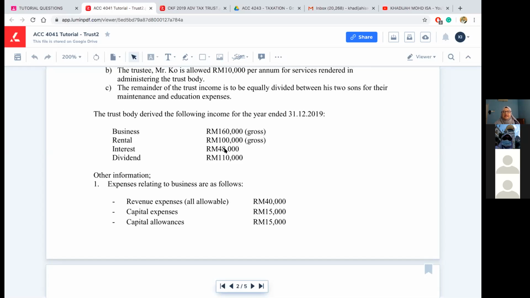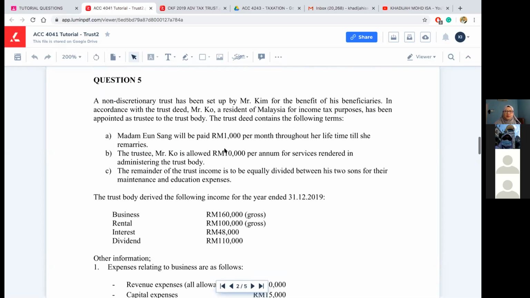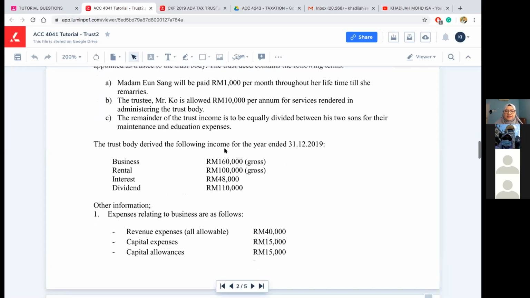From the aggregate income, then you can minus the annuity, which is 1,000 ringgit per month for Madam Eun Sang. And there's no donation, so that will give you your total income. So how much is your total income now?